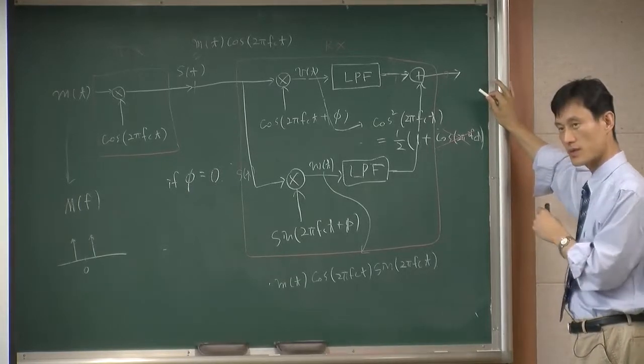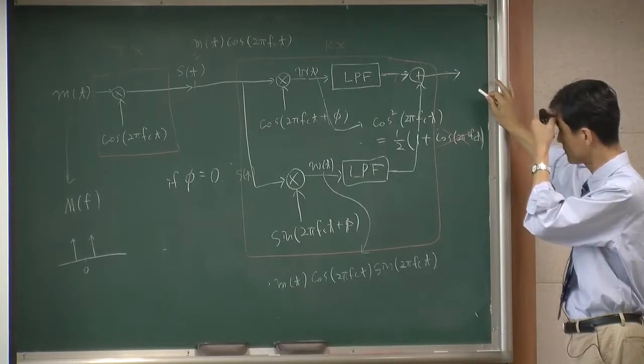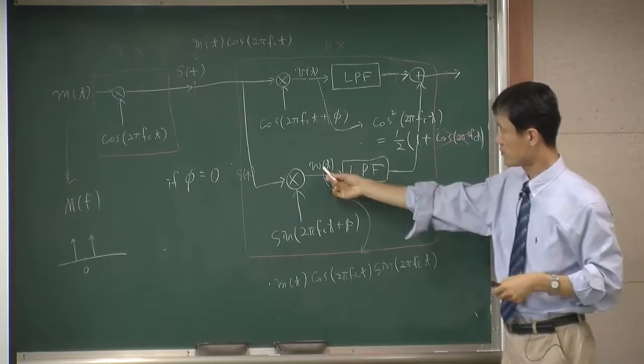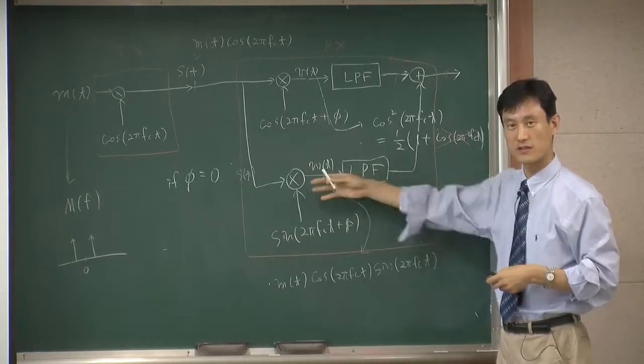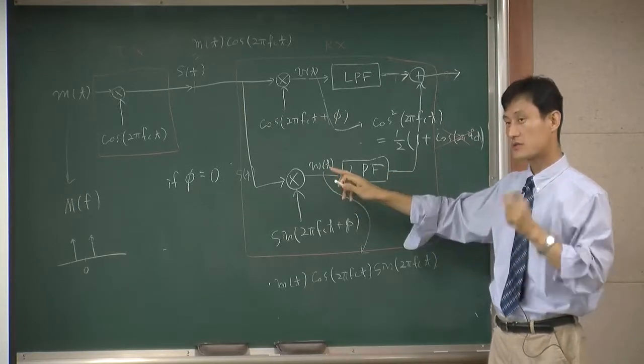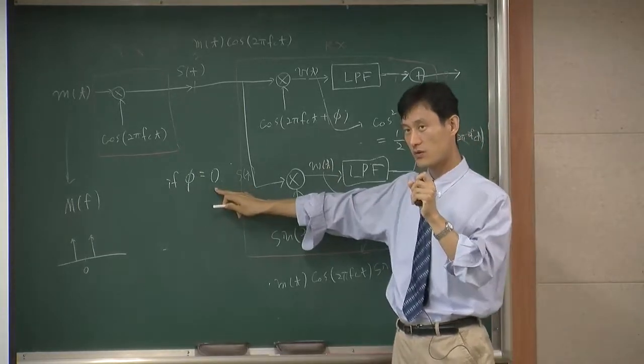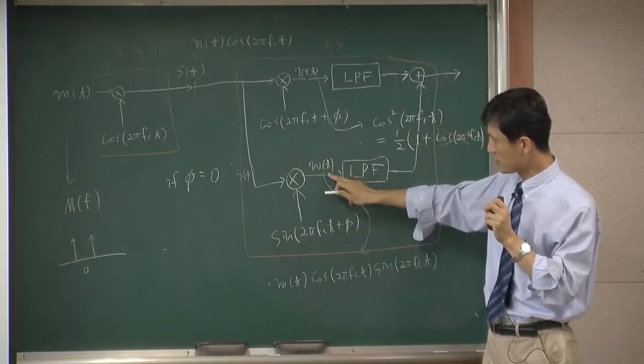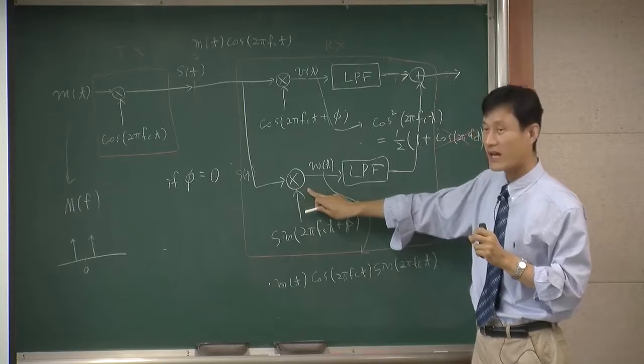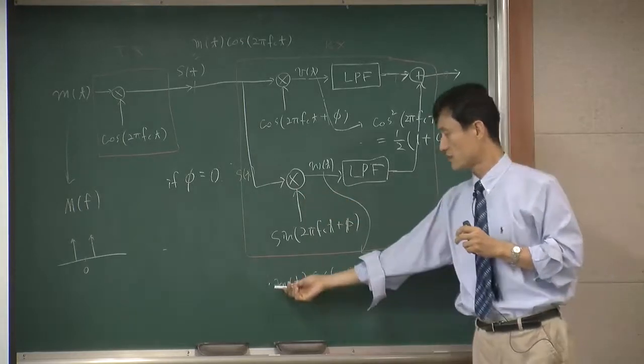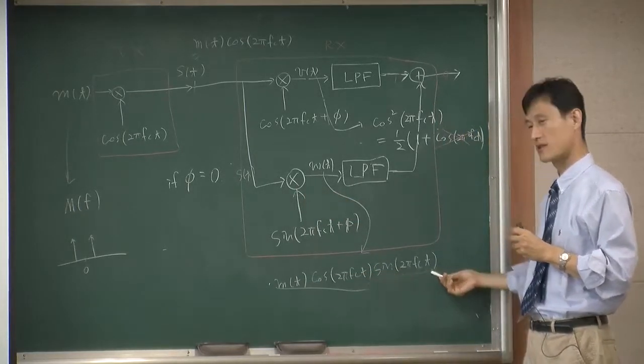Okay? So this is what happened. Right here, I'm talking about WT here in the Q channel. Suppose that the phase mismatch is 0. Right here in the WT, since you are multiplying sine at the receiver, this is ST multiplied by sine. That's what happened.